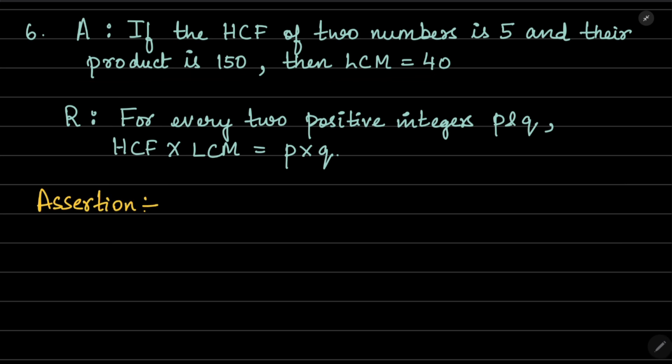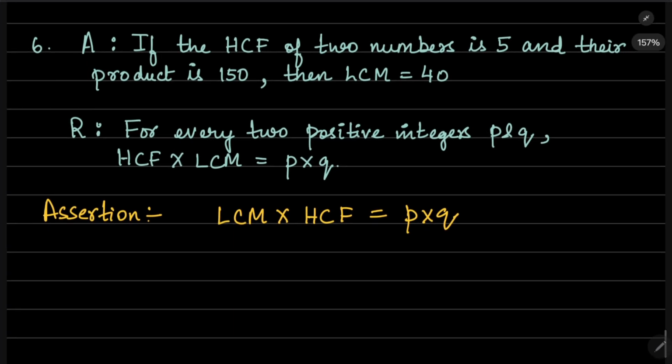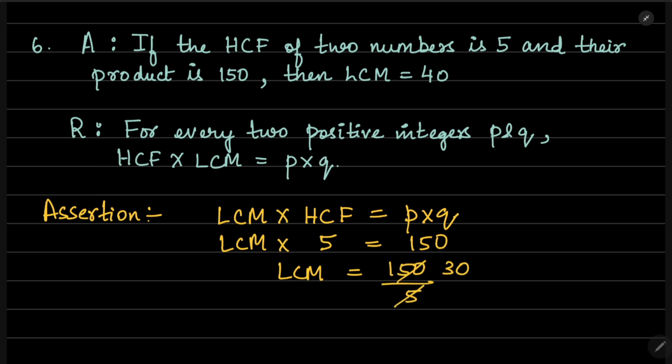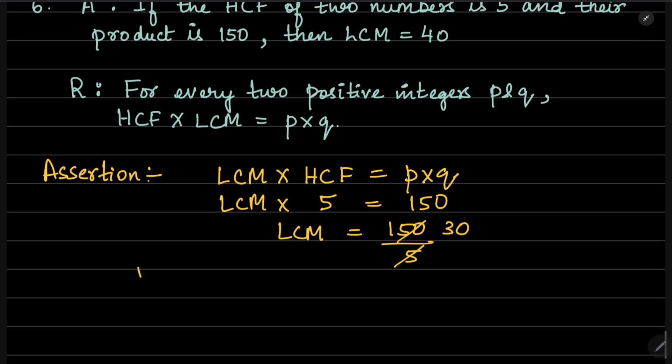So according to the assertion statement, we know if you have two positive numbers, then the product of LCM into HCF is equal to the product of the two numbers P and Q. So what is given? HCF of two numbers you are given as 5 and the product of two numbers you are given as 150. Let's check what is the LCM. So LCM will be 150 divided by 5. So 5 3s are 15, so 30. Okay, so LCM is 30 and not 40, right? So your assertion is false.